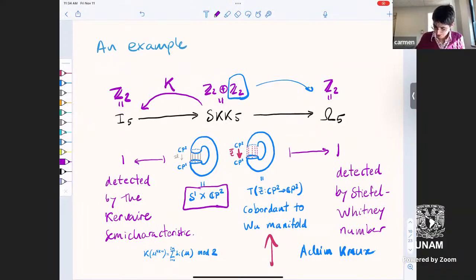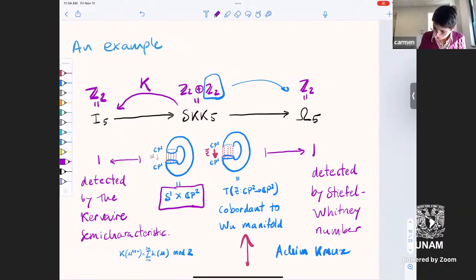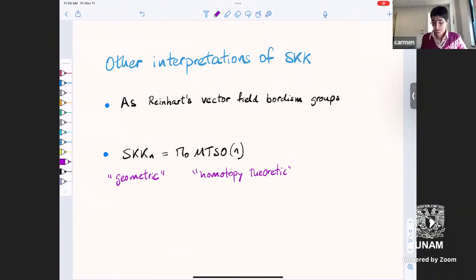Okay, so that was my example. And then, as it turns out, this is a very interesting group. Of course, it surjects onto cobordism. And there are other interpretations in the literature of SKK. So SKK, let's put it that way, is kind of the most geometric one. But there are other interpretations.